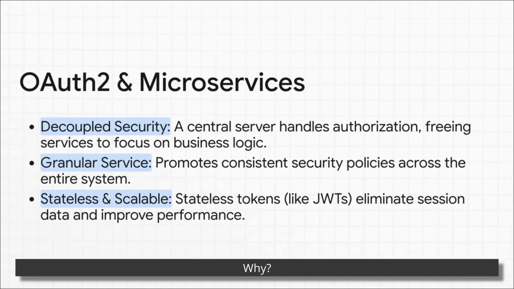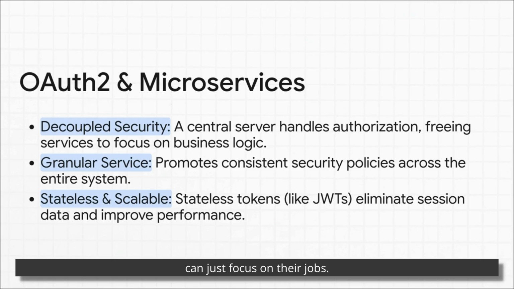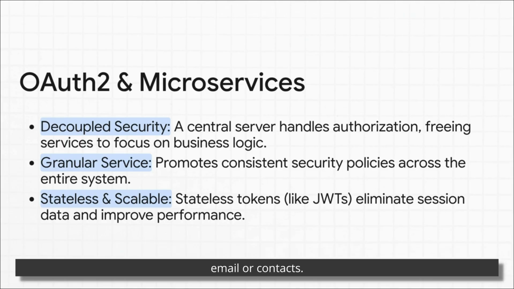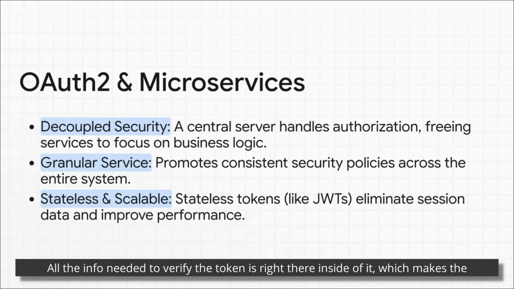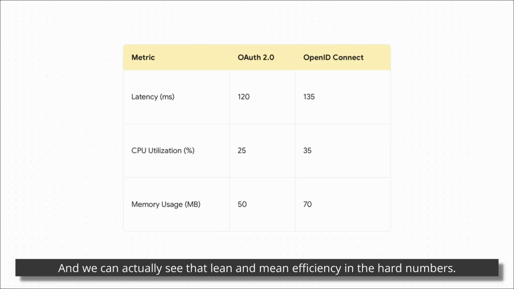Why? Well, first, it decouples security. You have one central server that handles all the authorization, so all the little services can just focus on their jobs. Second, you get this amazing granular control. A token can be scoped to allow a service to only read a user's name, but not touch their email or contacts. And finally, the tokens are usually stateless. All the info needed to verify the token is right there inside of it, which makes the whole system incredibly fast and easy to scale. And we can actually see that lean and mean efficiency in the hard numbers.